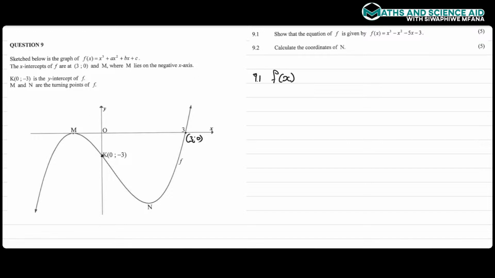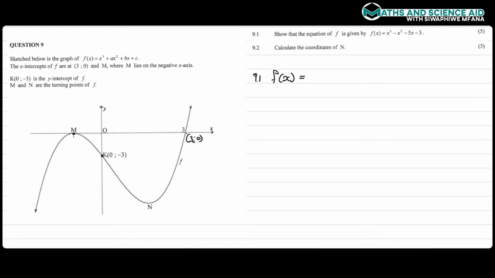But here's the key thing. The key thing lies with M, since M is a turning point and also the x-intercept. If we are looking at this, it seems like we only have two x-intercepts, but this is a cubic polynomial. Why is that the case? Whenever you've got a cubic polynomial and you only have two x-intercepts, it means that the factors for your cubic polynomial are as follows.